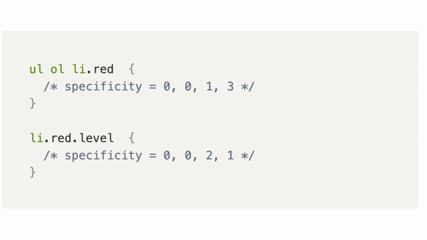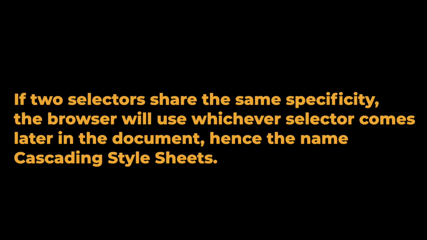CSS is going to go through each of the categories left to right, so basically most specific to the least, until it sees one number is greater than the other. And then once it finds that, it's going to stop. If two selectors share the same specificity, the browser is just going to use whichever selector comes later in the document, hence the name cascading style sheets.